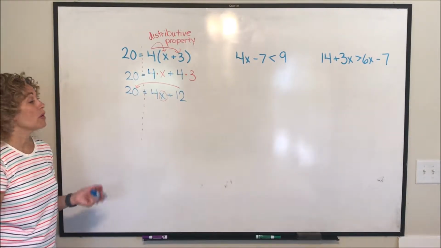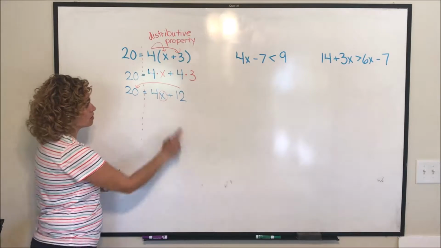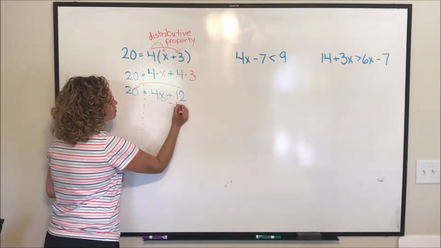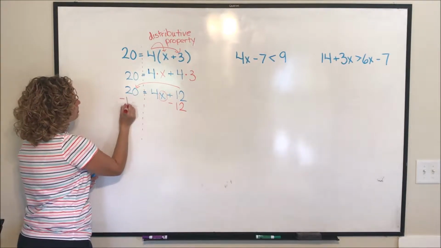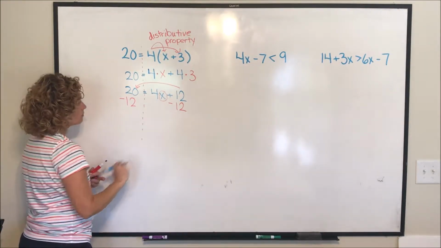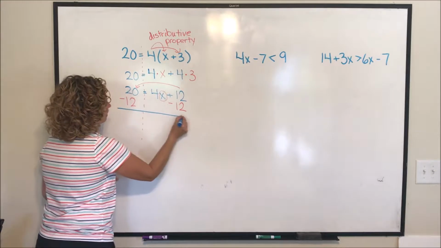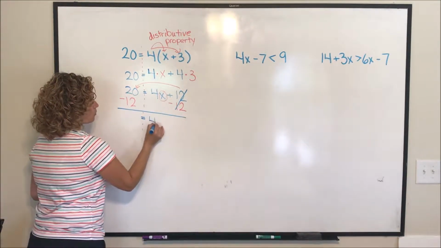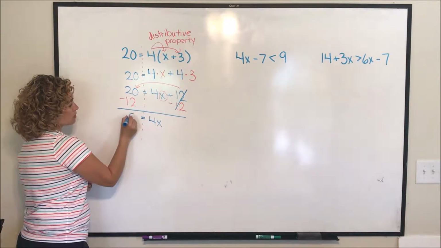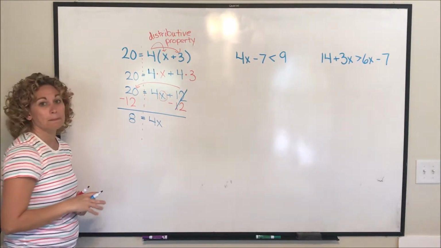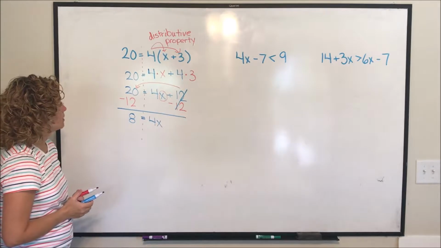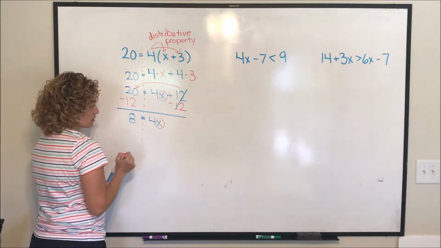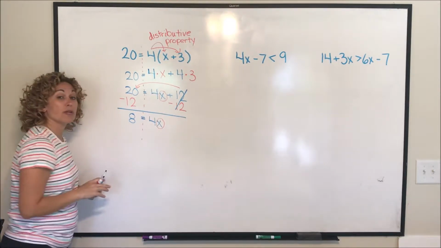To do that, we are going to do the opposite. This is a plus 12, so we are going to subtract 12 from both sides. The 12s cancel out, and you're left with 4x equals 8. Okay. We still want to solve for x. Now we have to get rid of the 4.